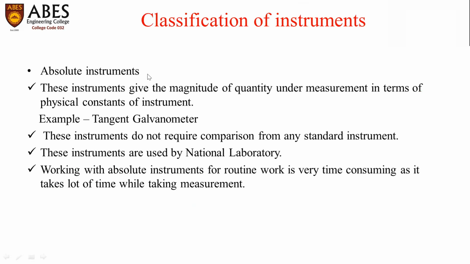Now, the classification of instruments we will see. Under the classification, we can go firstly for absolute and secondary type instruments. So what are absolute instruments? These instruments give the magnitude of the quantity under measurement in terms of some physical constant of the instrument, like the tangent galvanometer. So what does it do? It is generally used for comparison as a standard instrument, which is kept in the national laboratories, and it works with the absolute instruments for routine work.